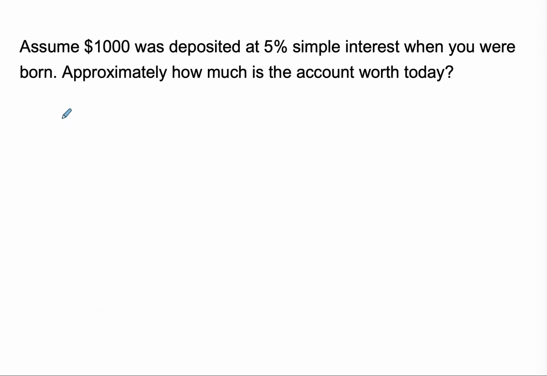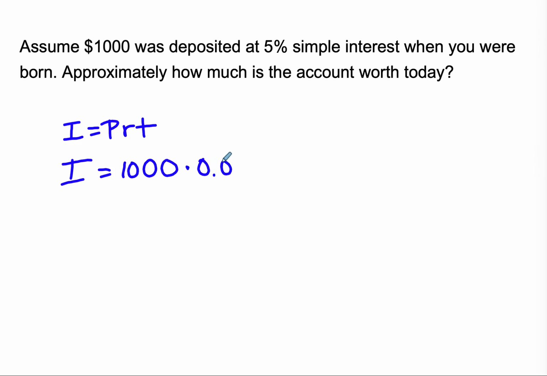There are some people that are different ages, so depending on your different age, your answer might be a little different here. Okay, let's see. Interest equals principal times rate times time. We want to know what the interest is. If our principal was $1,000, our rate is 5%, and our time, I'm going to go with 12. So if you're 12, this is what you should have gotten for your answer. So 1,000 times 5/100 times 12 gives us 600.